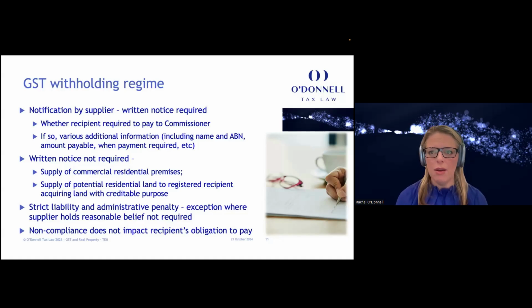Albeit that often the supplier will essentially tell the purchaser all of the things that would otherwise be required in that notice anyway, just out of an abundance of caution. It's a strict liability offence, and there's an administrative penalty that can apply. There is an exception where a supplier holds a reasonable belief that they're not required to provide that written notice. So there is some leeway, but these provisions have been in for quite some time now, so there's going to be less flexibility from the ATO for non-compliance. So it's important to make sure that every contract that we issue should comply with this requirement.